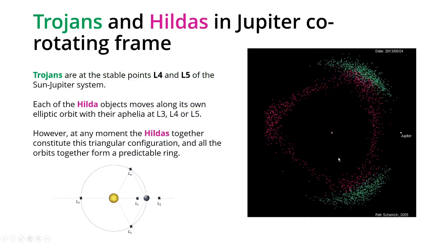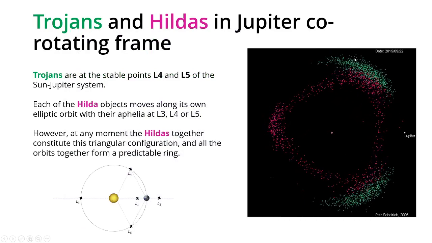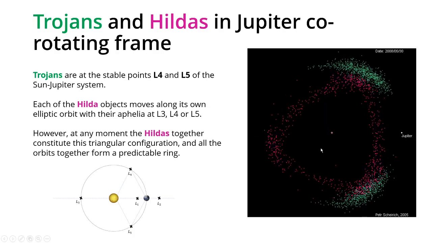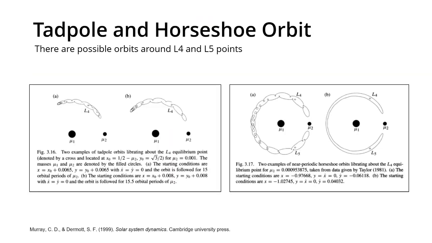So we know about Jupiter, the Trojans and Hildas now. Now let me show you a different thing. What we have seen just now is just the point where asteroids accumulate. Now these asteroids, when they accumulate in L4 and L5, perform a really weird orbit. Look at the left one. The orbit is like this. It's moving around L4, so it looks like a tadpole.